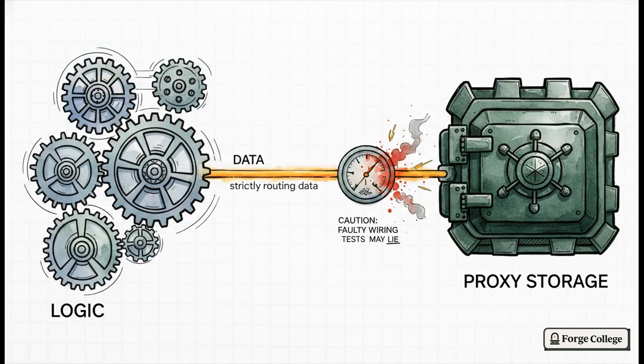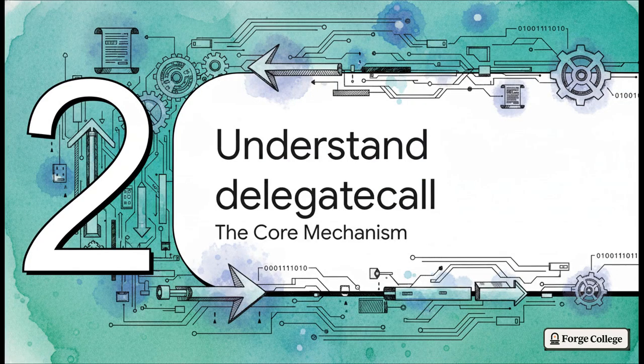Okay, to build this machine, we first need to isolate the single most important technical constraint of proxies. A proxy delegates execution to an implementation. Basically, this means the logic runs, but the reading and the writing of data exclusively use the proxy storage slots. This is absolutely crucial. If you don't wire this correctly right from the start, your later tests will flat out lie to you. They'll make it look like state changes are happening perfectly, when in reality, they aren't happening where you think they are.